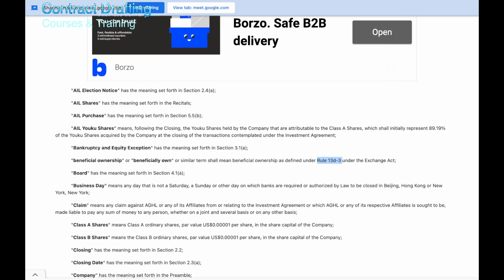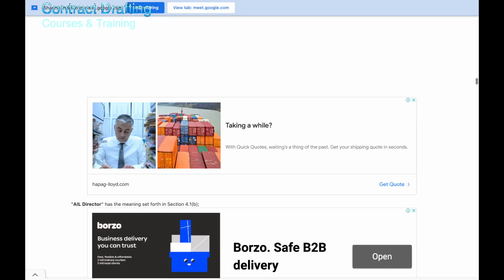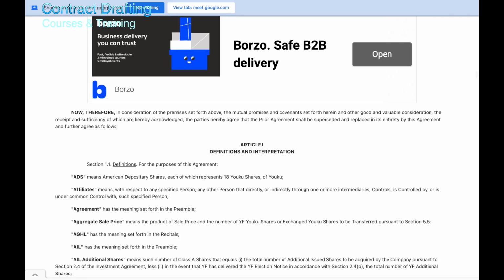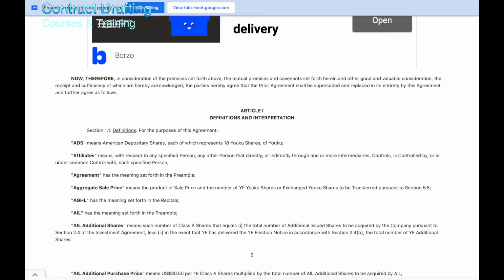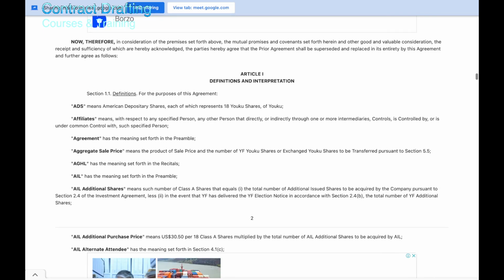If you see, the definition is used in an alphabetical manner. So basically, it helps in a better reading of the contract, but you can have it non alphabetically also.